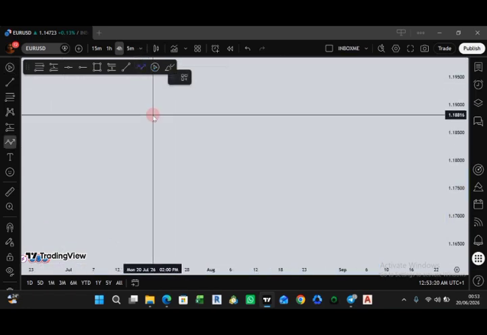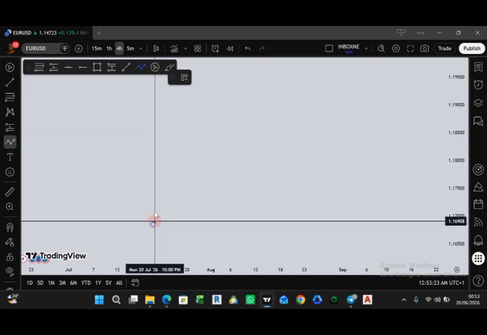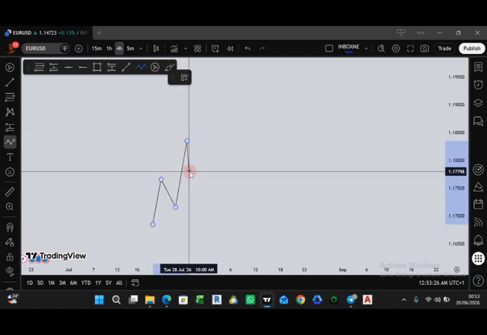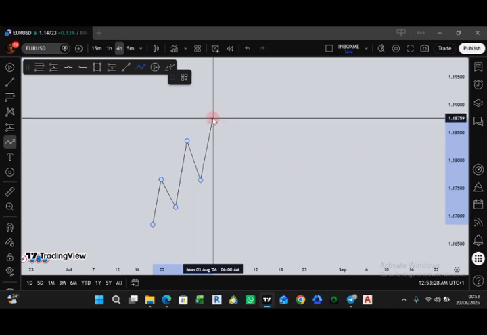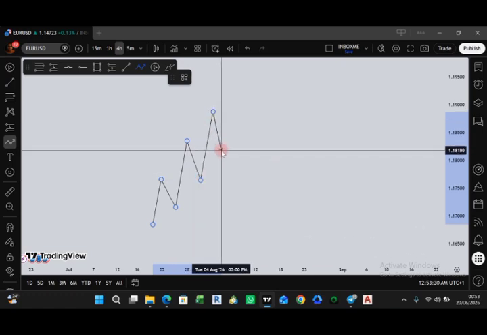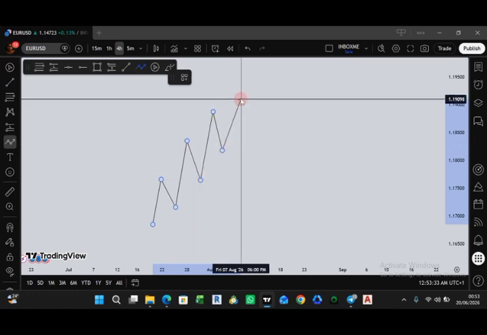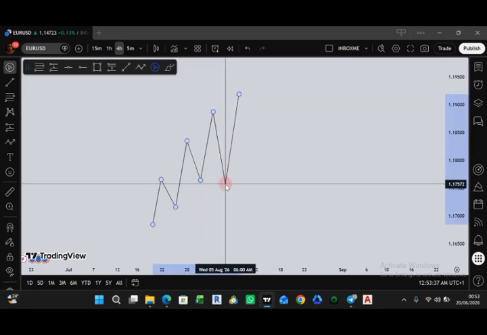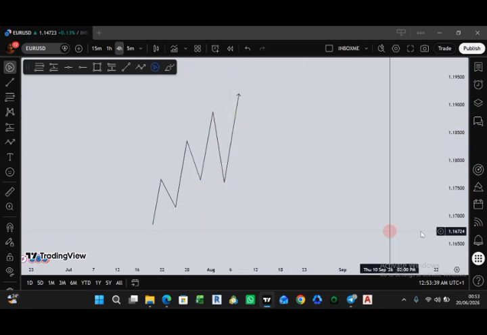Now, you usually find price, let's say price was going up, doing something like this, comes down, something like this, comes down again, something like this. Usually you expect it to come here and then continue going up. But price doesn't just come here, price comes here only for it to shoot up.